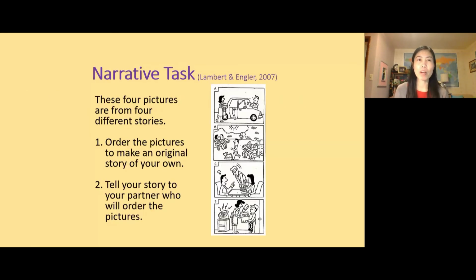This is an example of a narrative task. Again, students work in pairs. One student has to order the pictures to make an original story of their own, and then they have to tell the story to their partner, and the partner has to order the pictures. So again, you can see that there is a reason for the students to communicate here, and the listener really has to listen in order to order the pictures. So there's also a communicative outcome, an outcome beyond just practicing language.